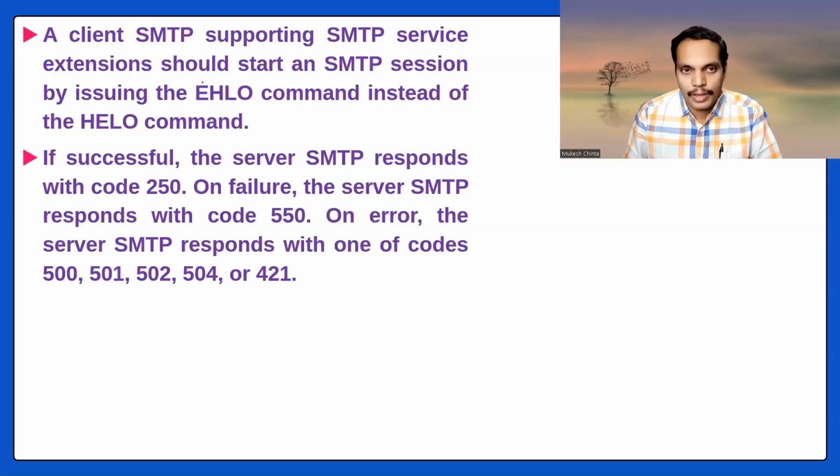Okay. So a client SMTP supporting the SMTP service extensions should start an SMTP session by issuing the extended hello command. EHLO stands for extended hello instead of the normal HELO command. So of course, if it sends EHLO and it is successful, the server accepts it, then it gives a code 250. If the server does not accept it, on failure, the server SMTP responds with the code 550. If there is a case of an error, the server SMTP responds with one of the codes 500, 501, 502, 504, or 421. Maybe service unavailable or unregistered command, those kinds of things. These are all the error codes.